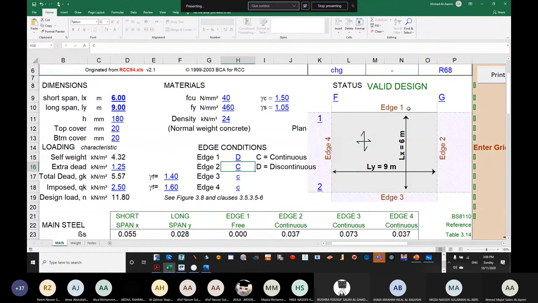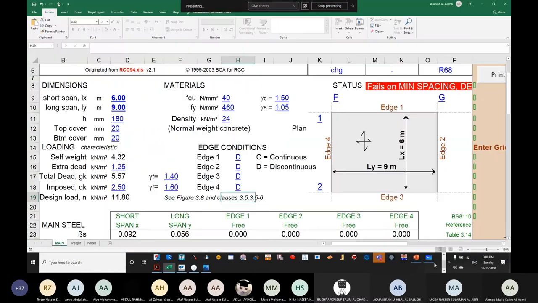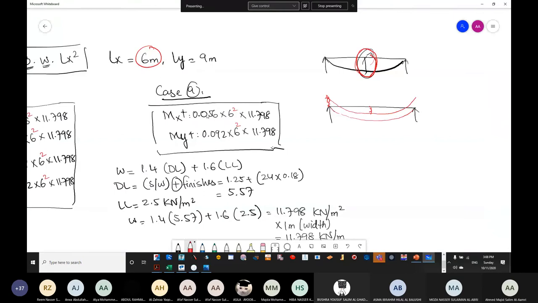Now, see what will happen to the drawing here. If I discontinue everything, you will see now this slab does not have anything surrounding it. It's fully discontinuous. If you remember, if it's fully discontinuous, which is case number nine, discontinuous from all sides, our coefficient should be 0.092 and 0.056. This is whatever we have got in our drawing for our values here. Can you see 0.092 and 0.056?